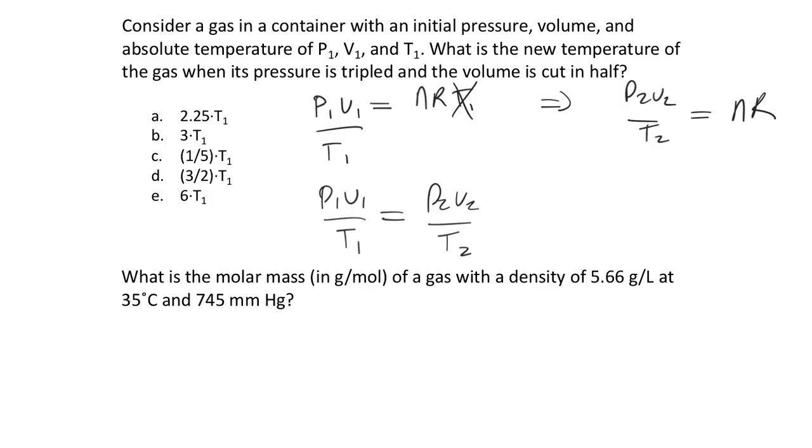And so then what we're doing here is we're taking P2 and changing it to 3 times what it initially was. Oh, I cannot read today. It says, what is the new temperature when the pressure is tripled? So P2 is tripled from P1. And then the volume is cut in half. And so I can plug those in to my equation.